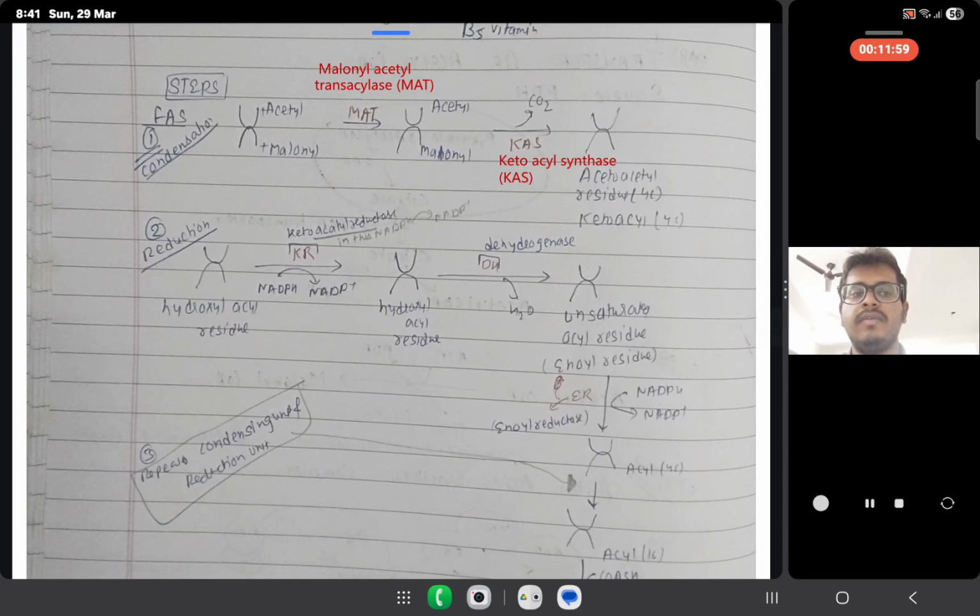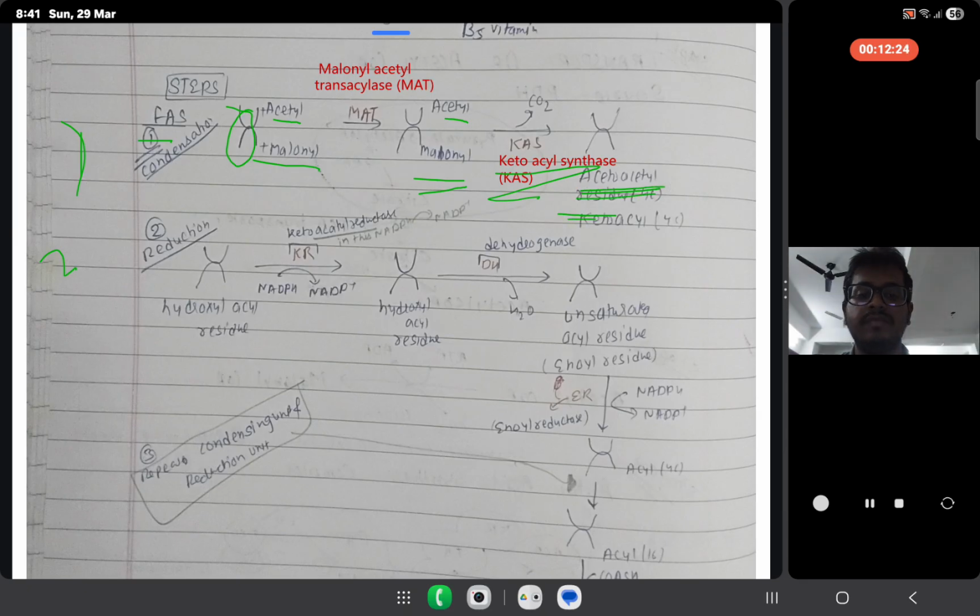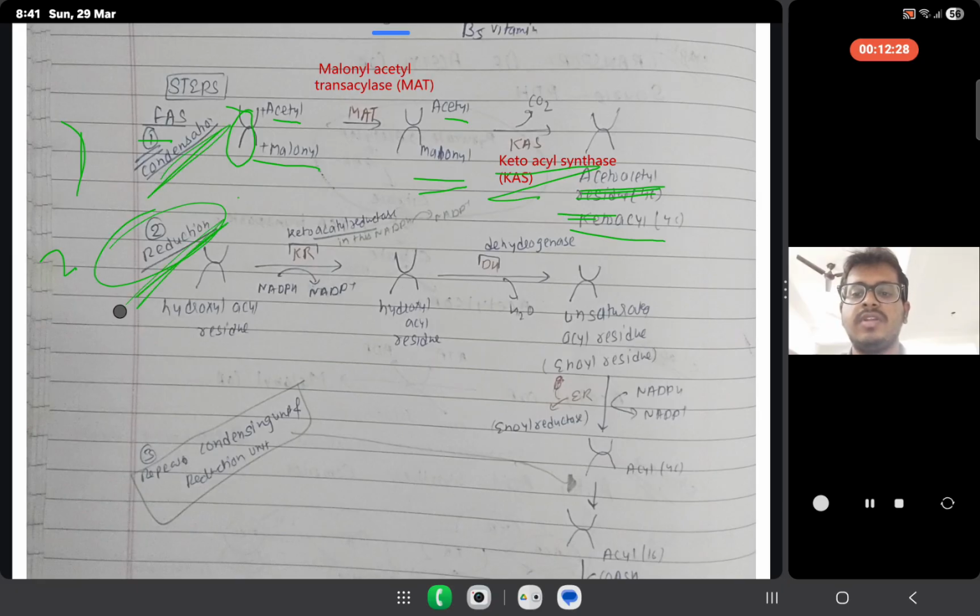The steps are: first step, second step, third step. This is fatty acid synthase. This is how our substrates acyl and malonyl form acyl malonyl, and in the presence of ketoacyl synthase it is converted to the acetoacetyl residue. Now what happens is the first step is condensation, and the second step is reduction.